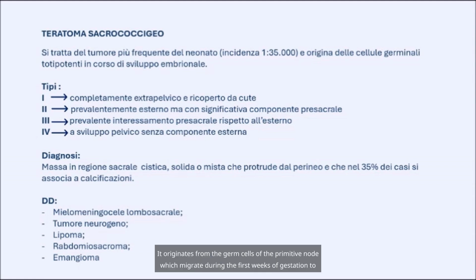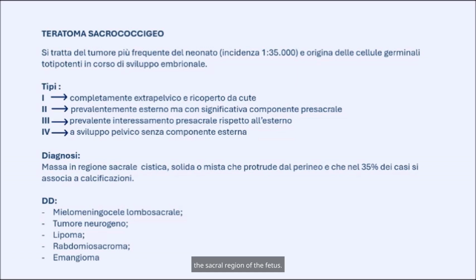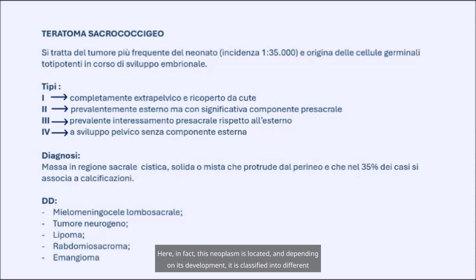It originates from the germ cells of the primitive node, which migrate during the first weeks of gestation to the sacral region of the fetus. Here, in fact, this neoplasm is located, and depending on its development, it is classified into different types.